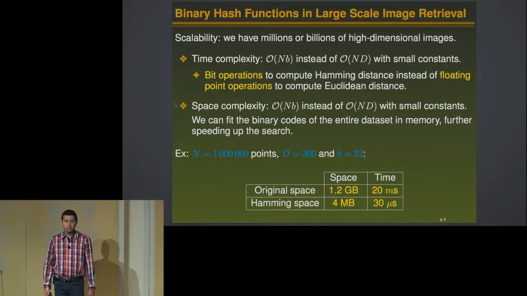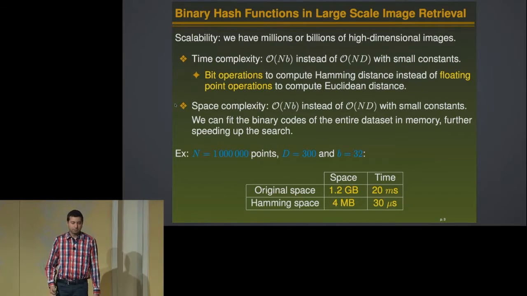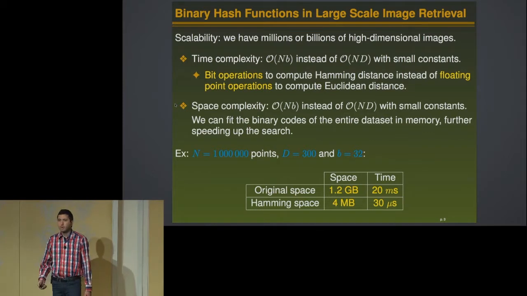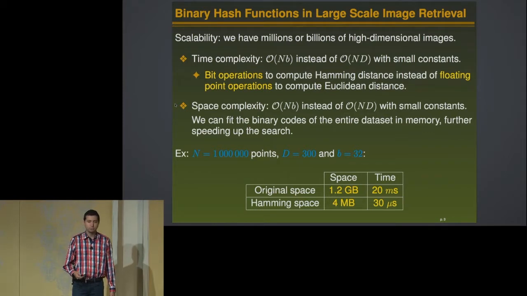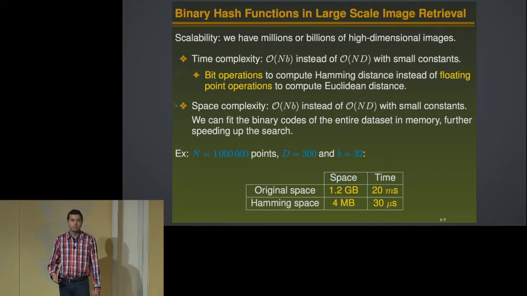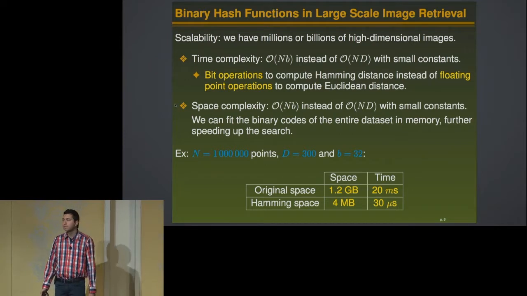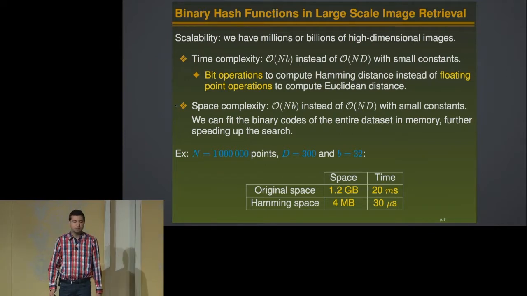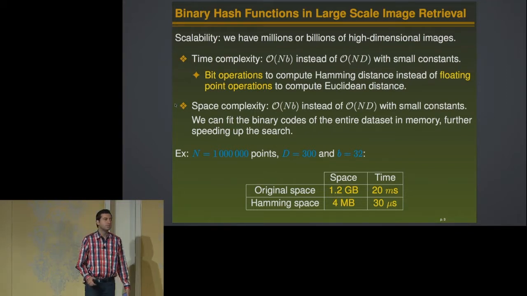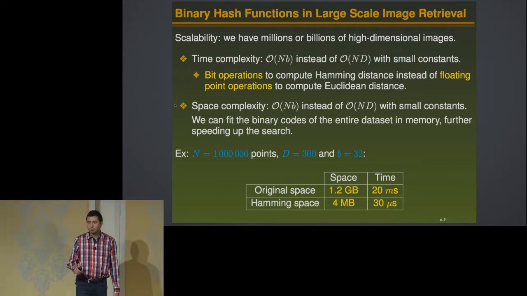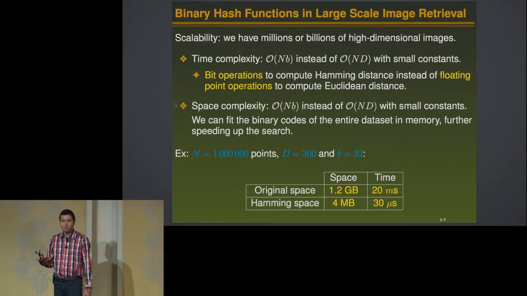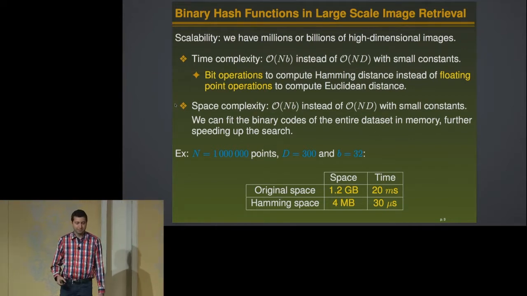Why are binary hash functions useful in large-scale image retrieval? If we have a hash function, we can generate binary codes for the points in the data set and also for the query points. So we can find the nearest neighbors very fast because we only need bit operations to compute the Hamming distance between the binary codes. We can also save a lot of space and store all the images in memory, because to store one image, we only need b bits of memory.